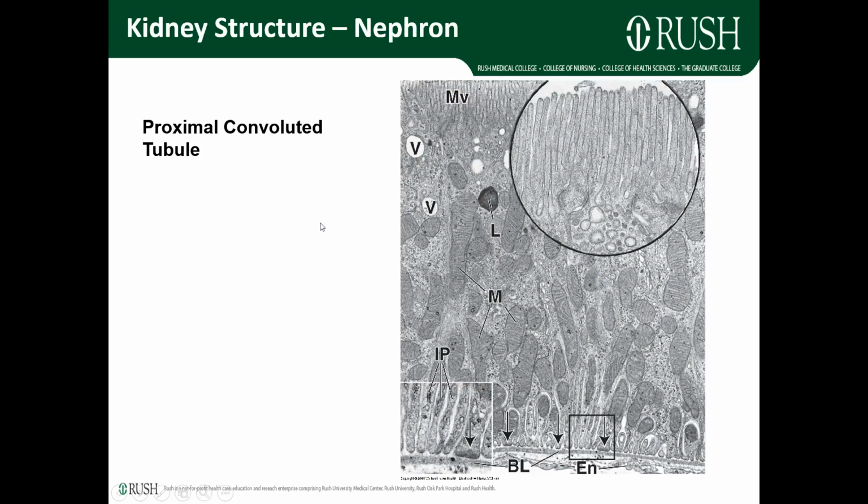If you were to look at the EM of a proximal convoluted tubule cell, and you will be looking at that in the lab, you will notice a lot of microvilli here on the apical surface, a lot of foldings here on the basal surface, and the cell sitting on the basal lamina here, as well as a number of mitochondria that can be observed in the cytoplasm.